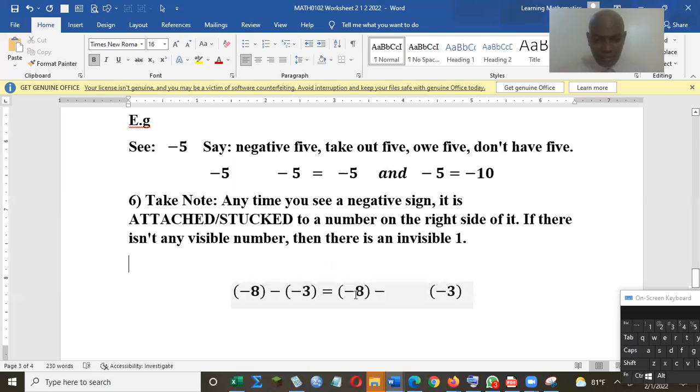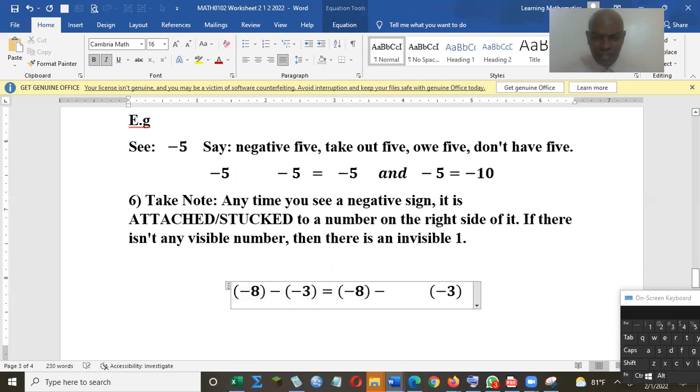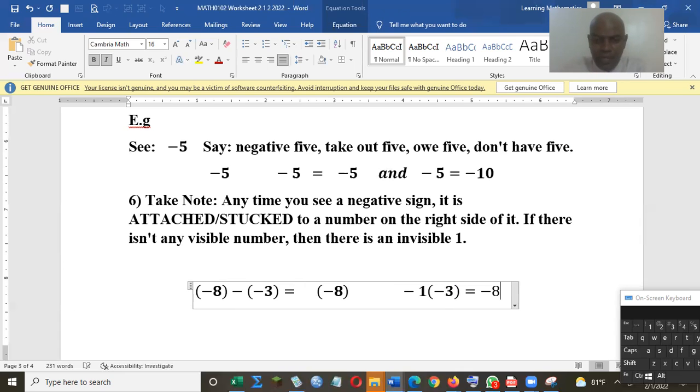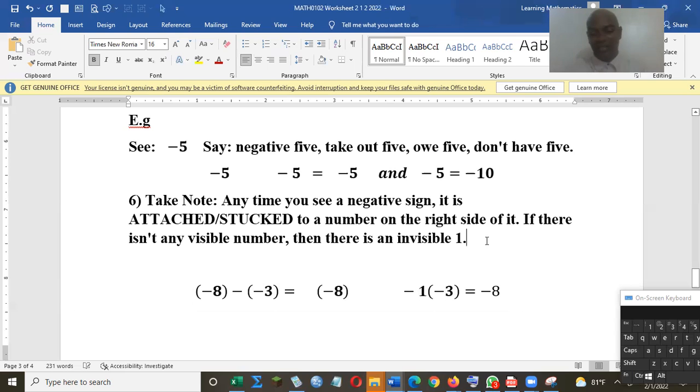So this would be wrong because that negative sign belongs to that one. So now if we have to separate, we go there, and now we can separate. That would be the correct thing to do. That's -8. A negative times a negative. There's an invisible one there. That's -8 and -1 times -3. There's an invisible plus inside there. You don't see anything there. When you don't see anything, then there's an invisible and. That's another thing you can take note of.